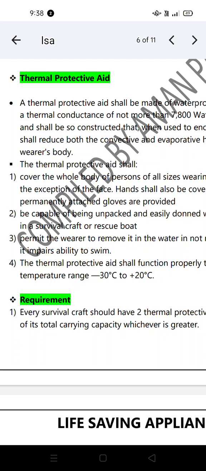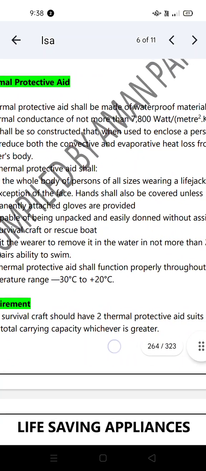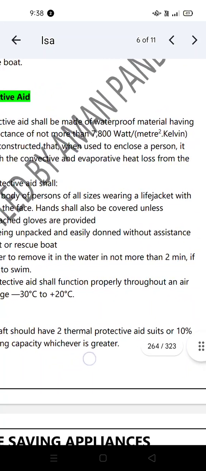Thermal protective aid. Thermal protective aid. So TPA, thermal protective aid, is all about conduction. It reduces evaporative heat loss and it has a thermal conductivity of not more than 7800 watts per meter square.